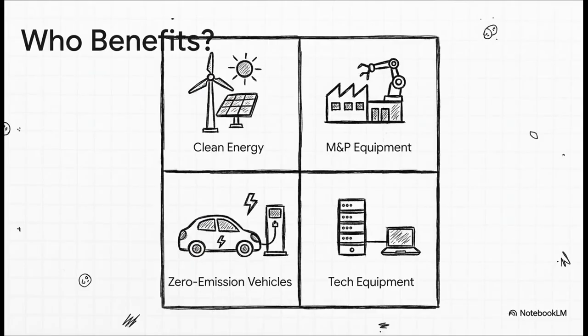So who gets to benefit from this? Well, the policy is very clearly targeted. It's designed to boost investment in clean energy, to help modernize Canada's manufacturing sector, to speed up the adoption of electric vehicles, and to upgrade the country's digital infrastructure. You can see the strategic priorities reflected right there in the tax code.